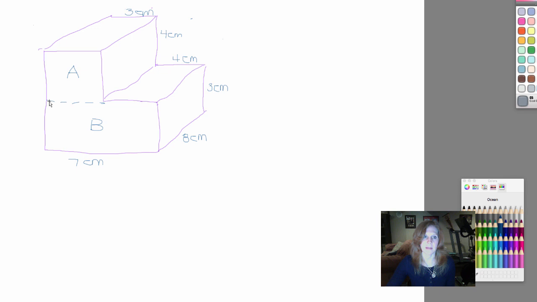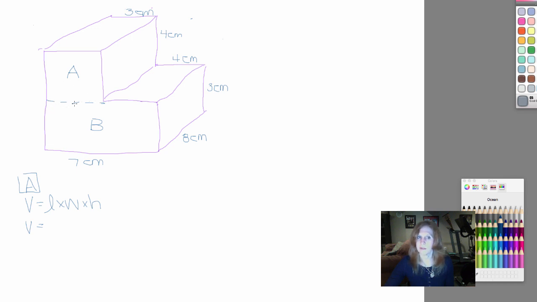So in this case, I drew my dashed line here, and I'm going to call this top step A, and my lower step, which is larger, B. And I'm going to solve for A first, and my volume equals length times width times height. I'm going to use my best bamboo tablet handwriting, and it's not very good tonight. And my length of A, this is what I usually call my length, the bottom edge of that front face.